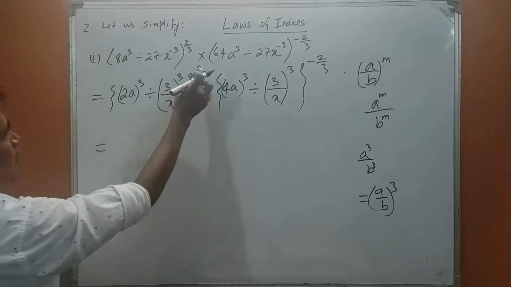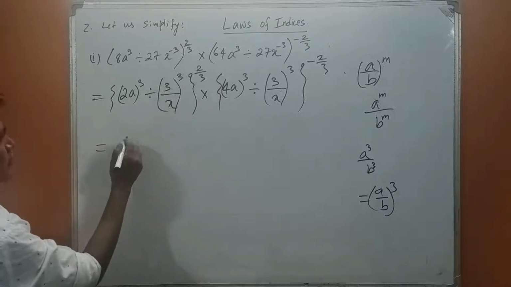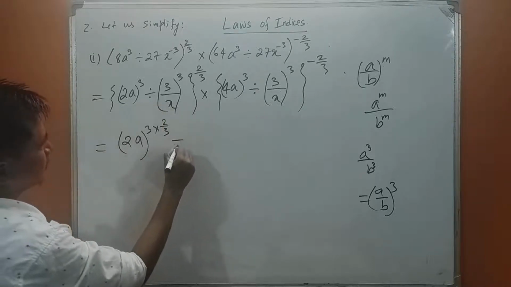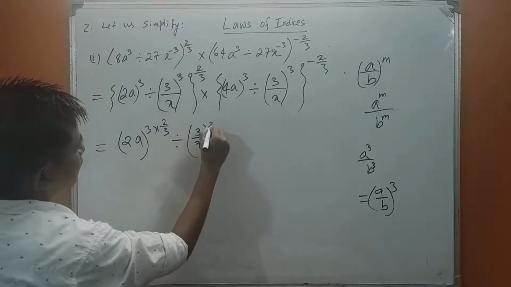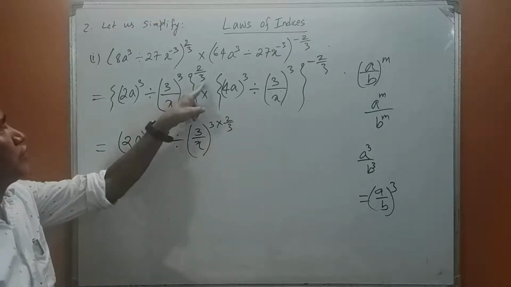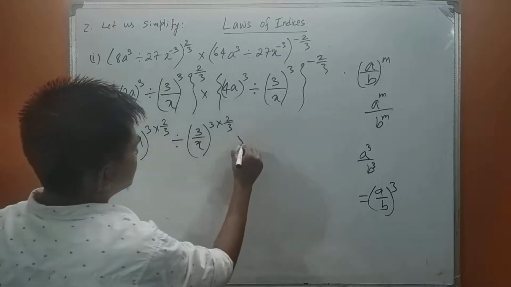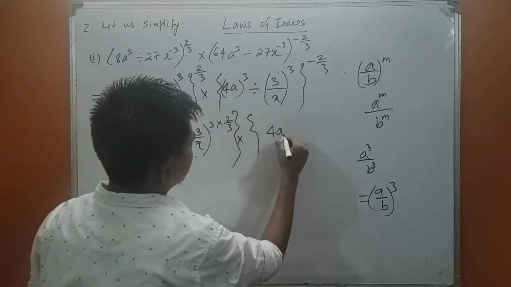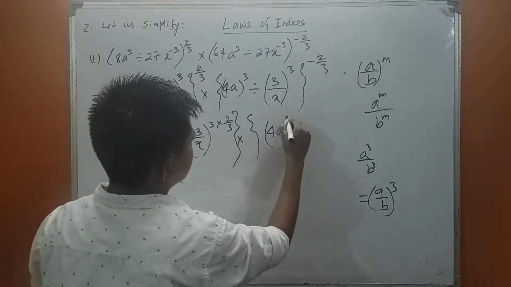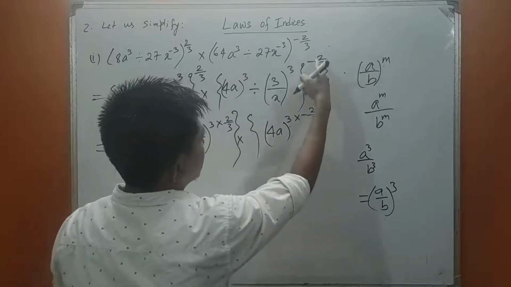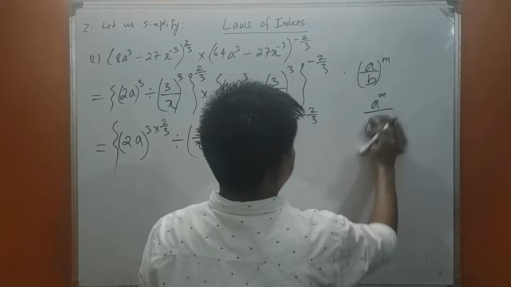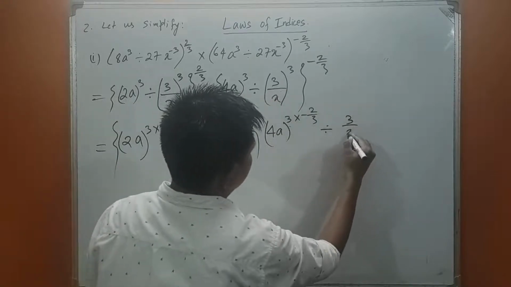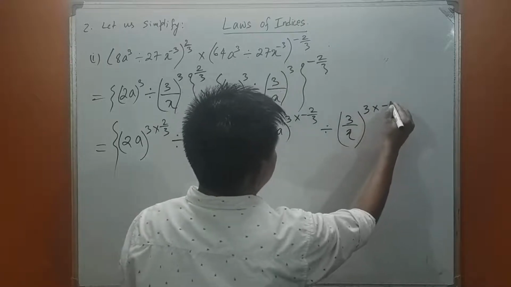Now, this 2 upon 3 is for both the numbers, I already told you. So let's bring this for both the numbers. 2a whole cubed into 2 upon 3 divided by 3 upon x whole cubed into 2 upon 3, isn't it? 2 upon 3 is for both the numbers. 2 upon 3, okay? Into, this is one number, into, here we have 4a cubed, 4a cubed, isn't it? 4a cubed into minus 2 upon 3, this minus 2 upon 3, divided by 3 upon x whole cubed into minus 2 upon 3, isn't it?